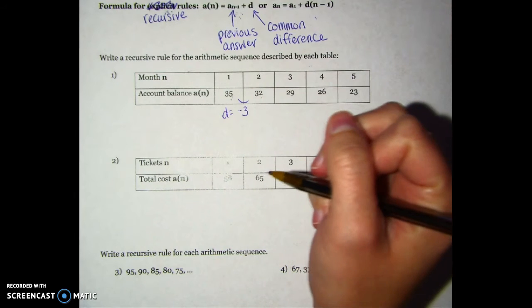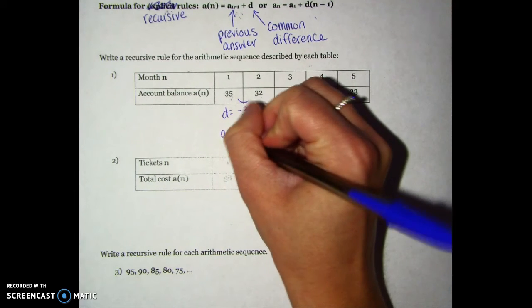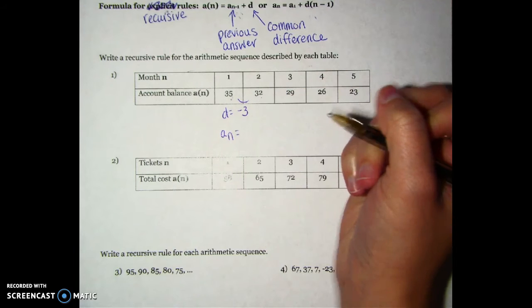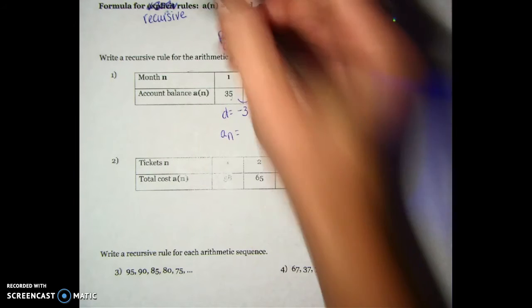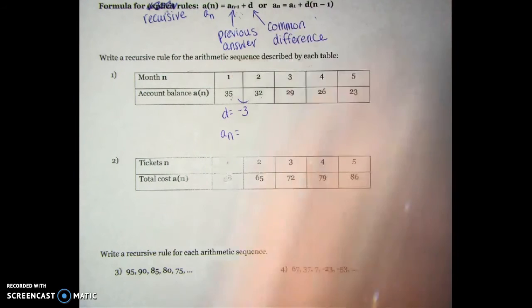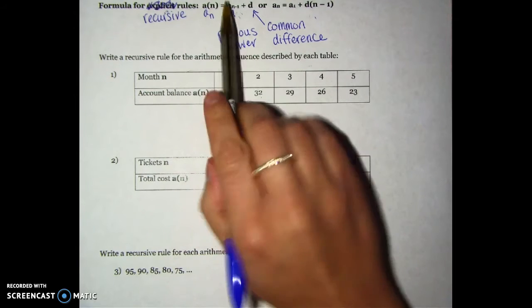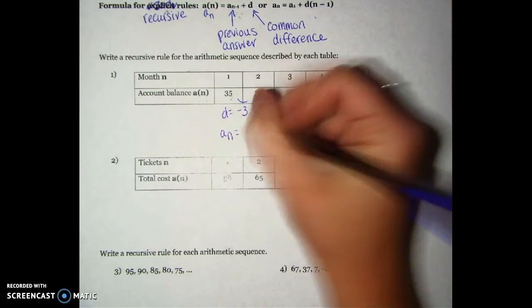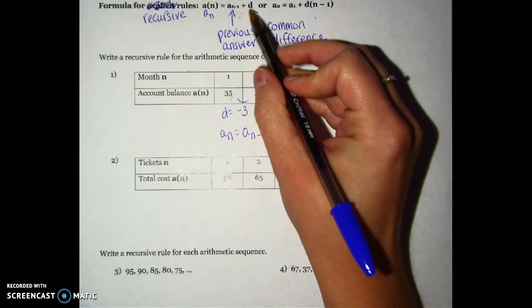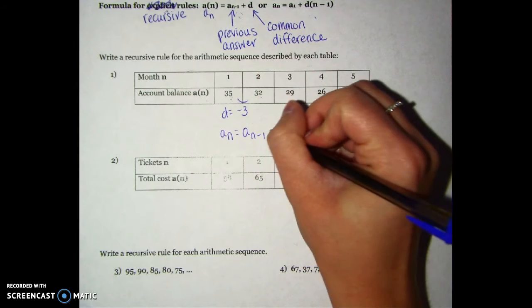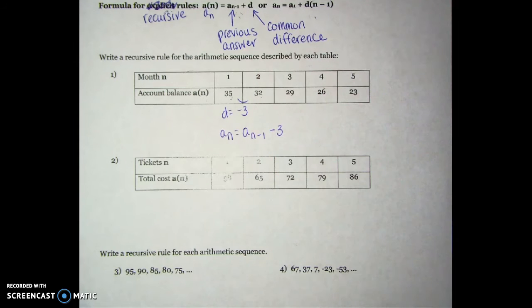So your answer here is a sub n equals, and I know that the n up here is in parentheses. It should be a sub n, like that. I meant to fix that, but obviously I forgot to do that. So a sub n, and then we leave a sub n minus 1 the same. And then add the common difference, which in this case is negative 3, so that's minus 3.